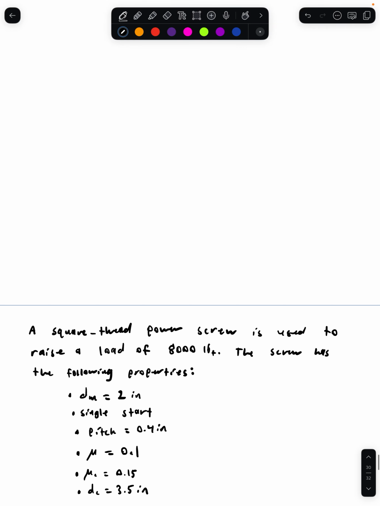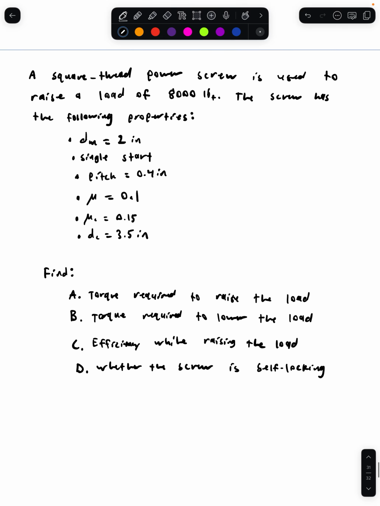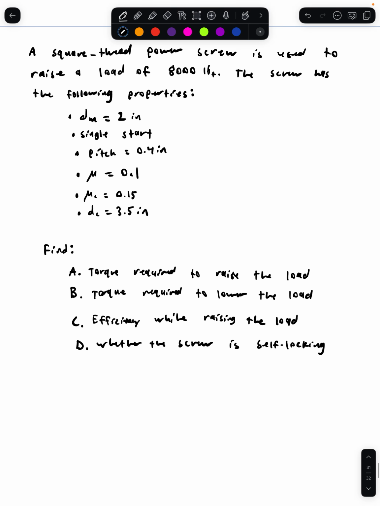Okay, so I have a practice problem here I want to run through. We have a square thread power screw used to raise a load of 8,000 pounds. The screw has the following properties, and then we have a big list here. And then we're asked to find the torque required to raise the load, the torque required to lower the load, the efficiency while raising the load, and whether the screw is self-locking.